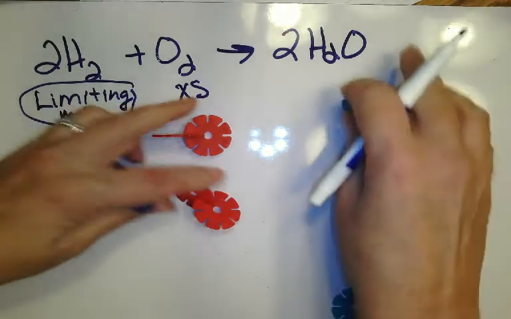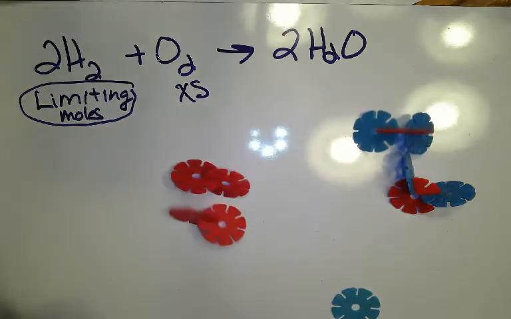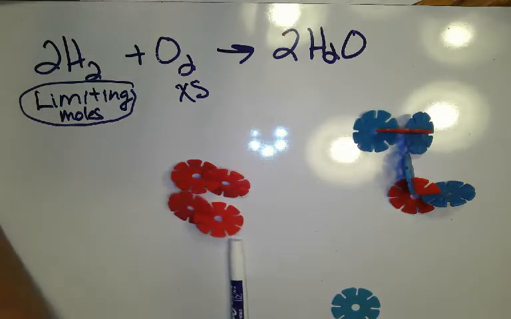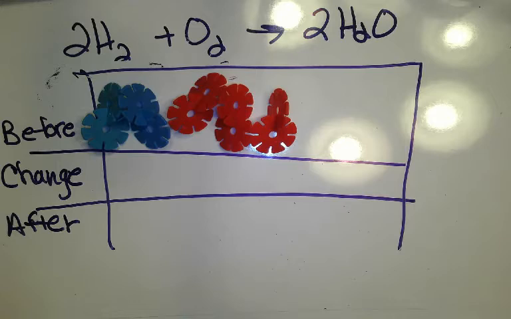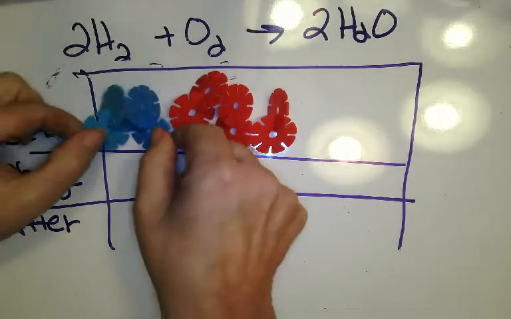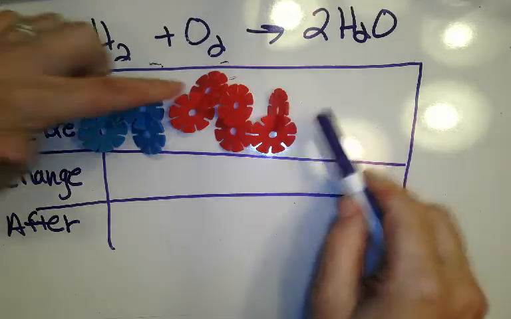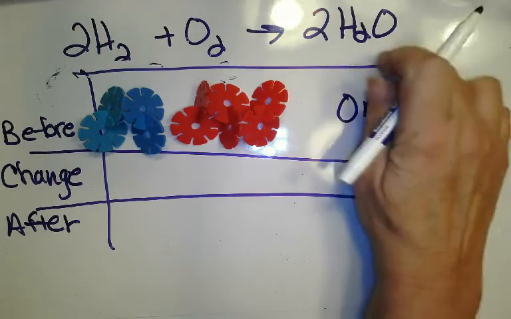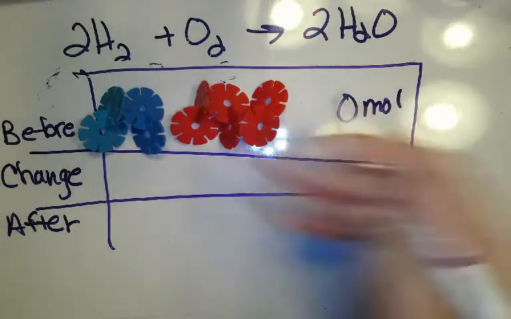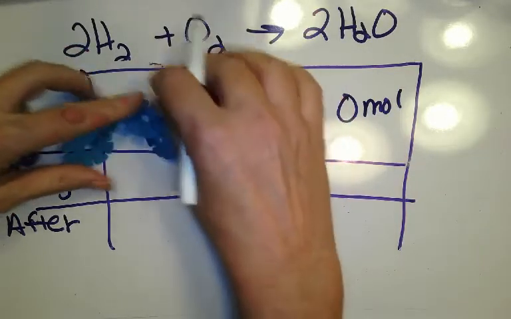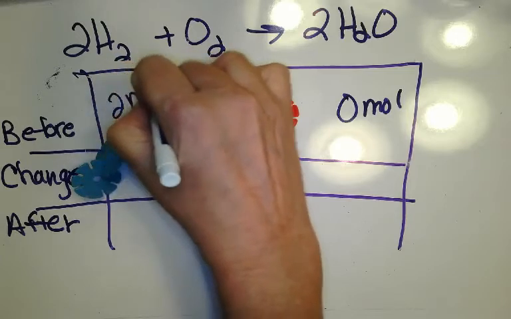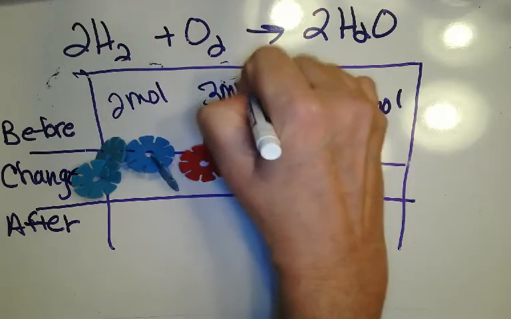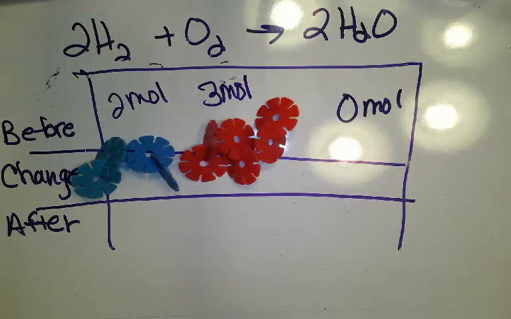So what we can look at this as a reaction is before. Before is what I started with, and I put in 2 moles of hydrogen, and I put in 3 moles of oxygen, and I had 0 moles of products. Why? It's before the reaction happens, so there are no products before the reaction happens, and I can write 2 moles here, and I can write 3 moles here, and now you see that I have my limiting reactant problem. So let's see what happens, what changes, and what's left after.